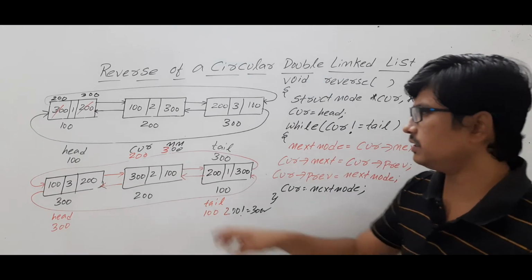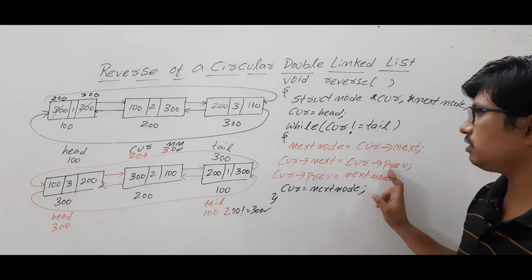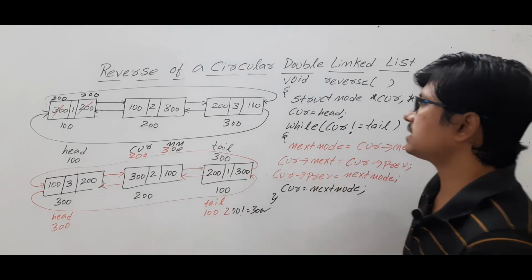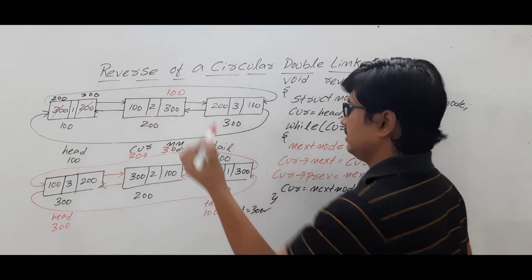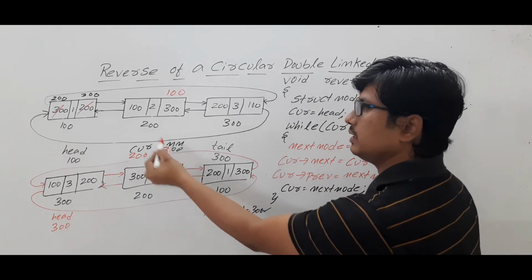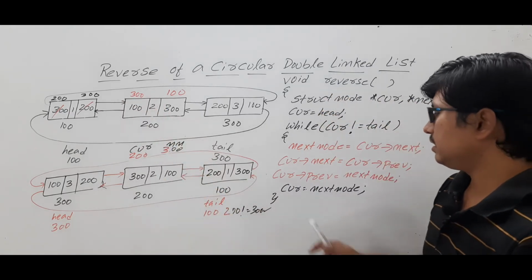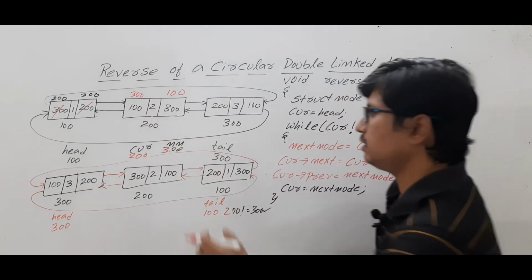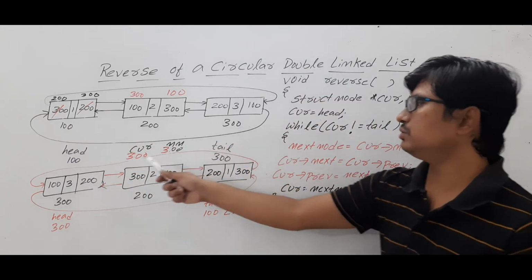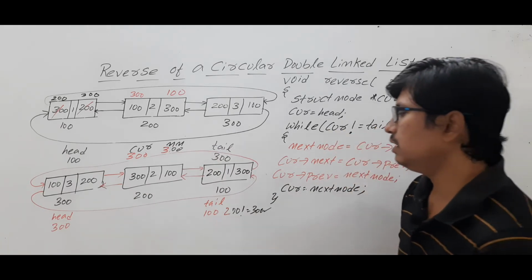Are you able to understand it or not? Now current of next is equal to current of previous. Current of previous is what? 200 of previous is 100, that you are assigning to current of next. Here it will come. Then current of previous is equal to next node. What is next node? 300, you are assigning here. So these two are exchanged. Is it clear? Then current is equal to next node. What is next node having? 300. So current is pointing to the last node, which is 300. Now we have written a statement, current not equal to tail. What is current?